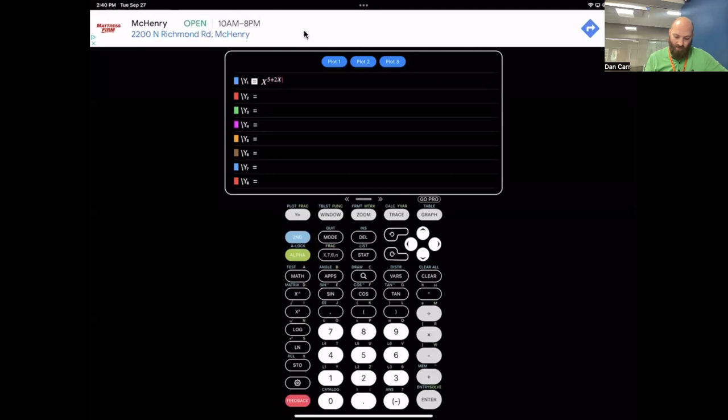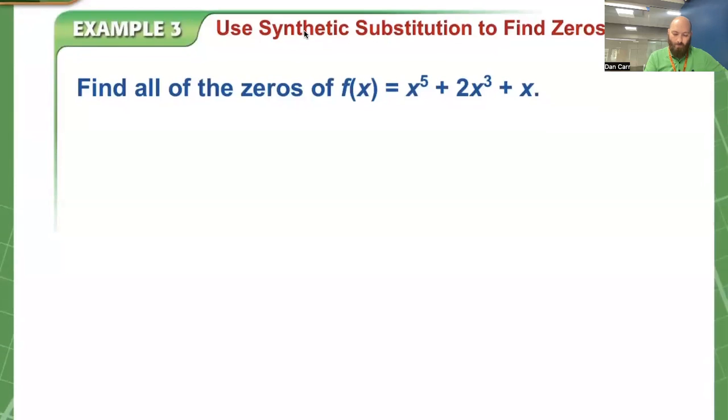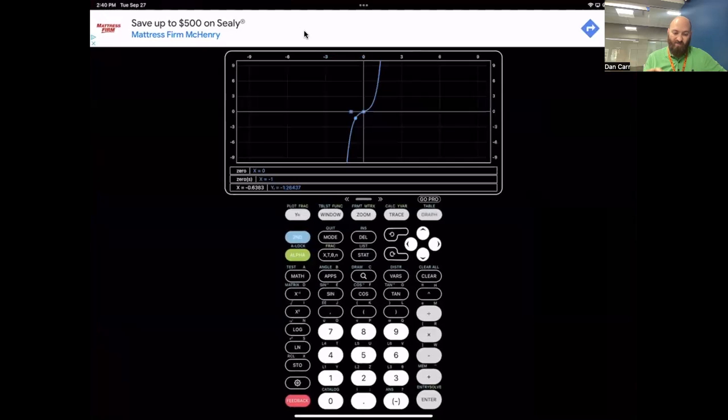Plus 2x to the 3rd plus, well, I did that wrong. All right, try one more time. x to the 5th, arrow over, plus 2x to the 3rd plus, I think it was just an x. Let me just double check. Yep, we're good. Okay, so we'll graph that.